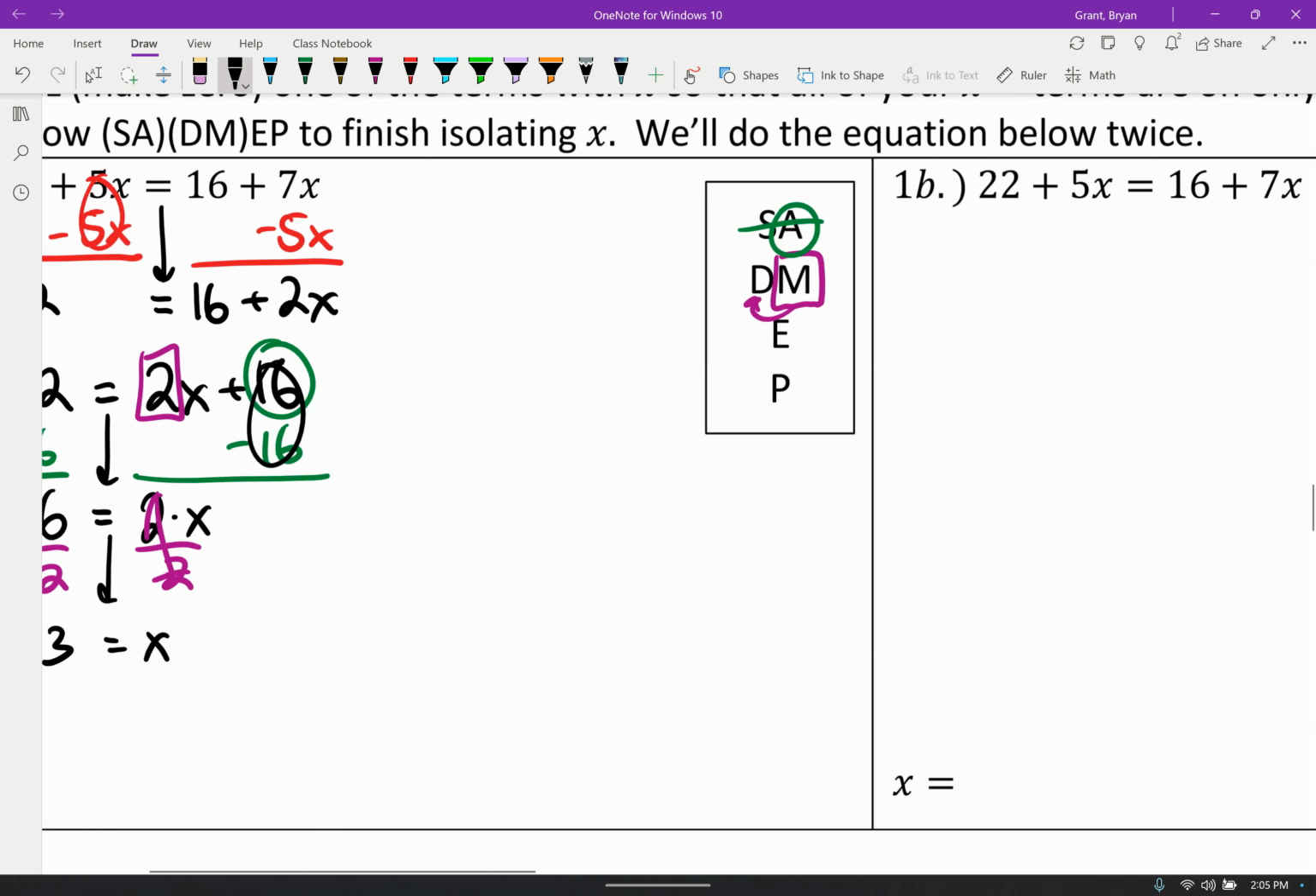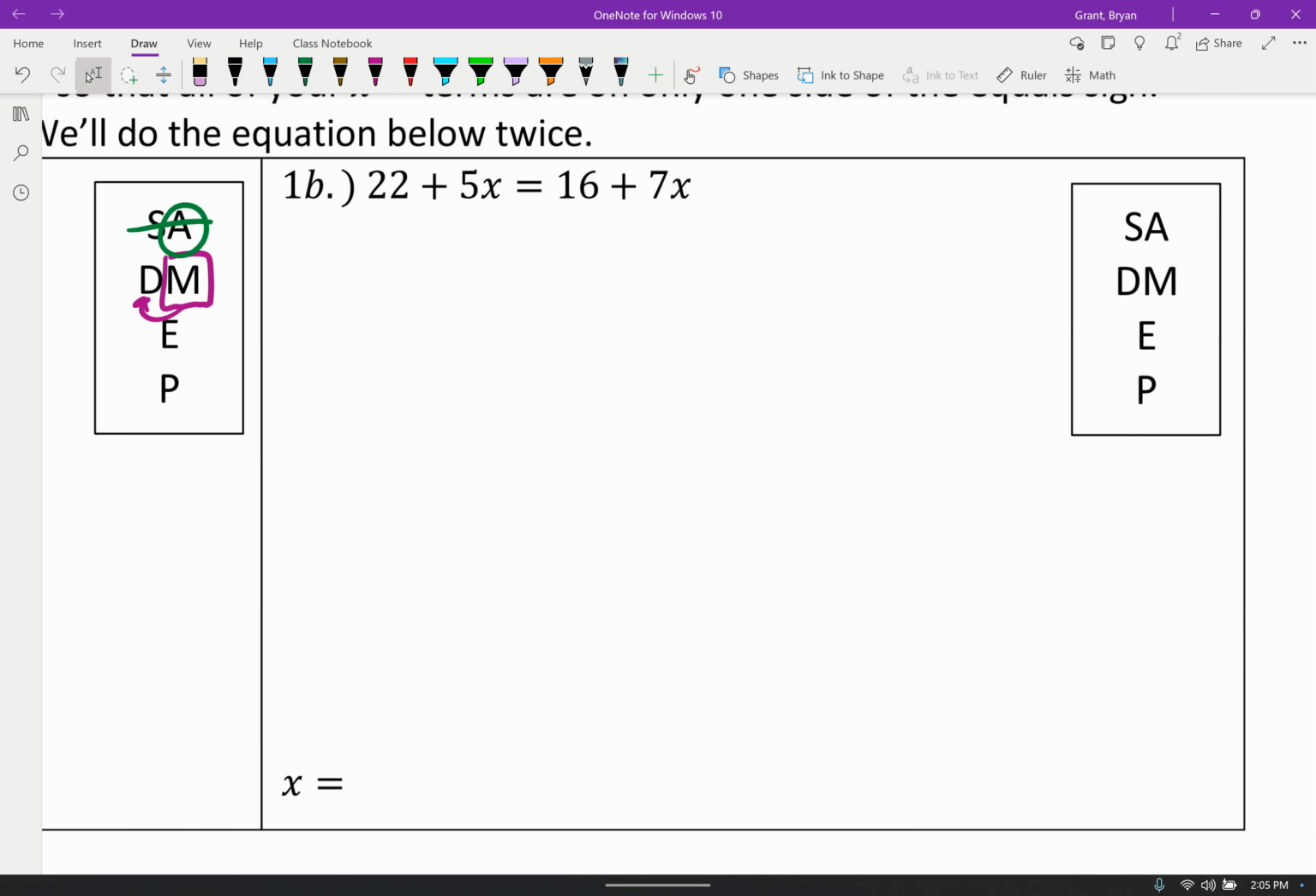And so on 1b, I have the same equation again. Let's go ahead and cancel the 7x this time instead of the 5. And so we'd start with the positive 7x. We'd say, what cancels that? Well, we would subtract 7x.